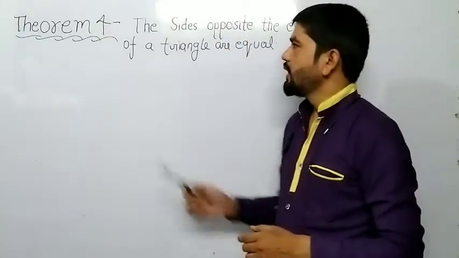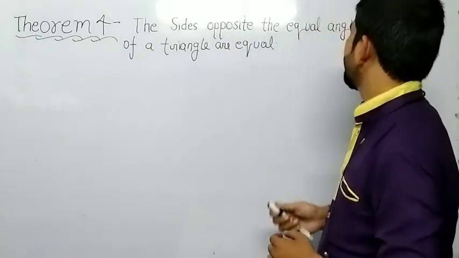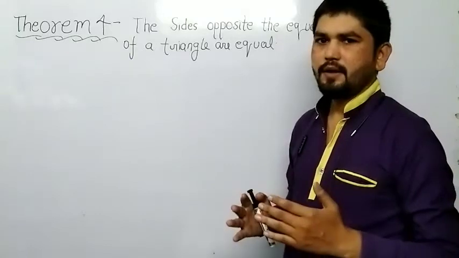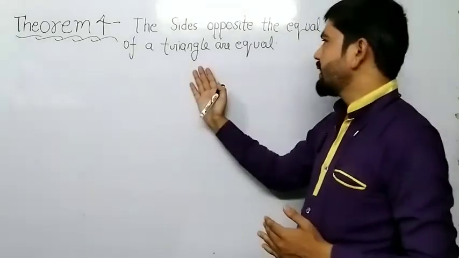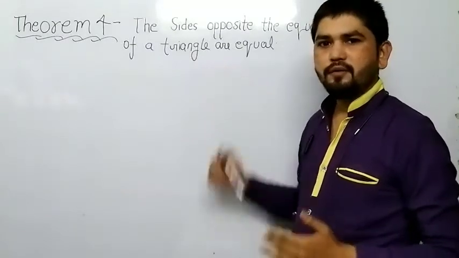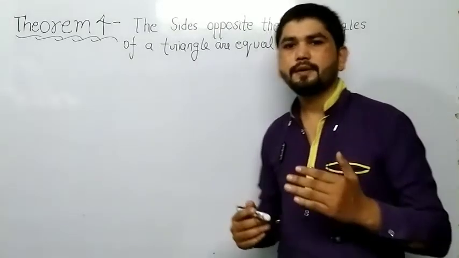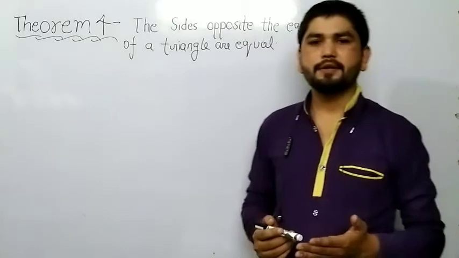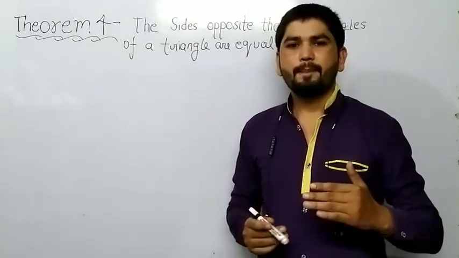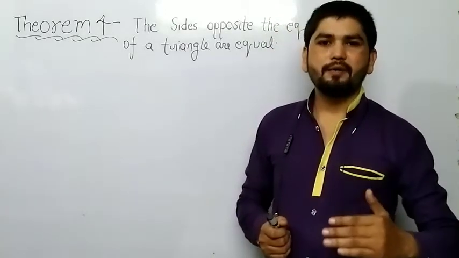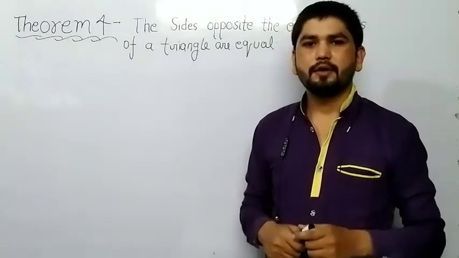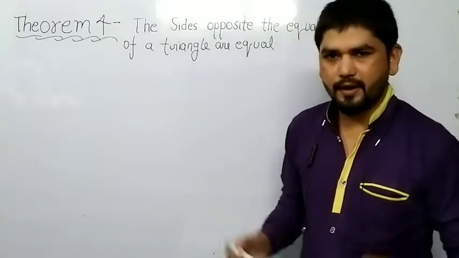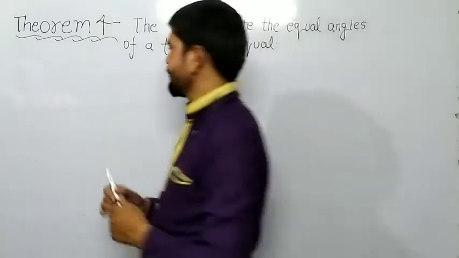You can see, the sides opposite the equal angles of a triangle are equal. So we need to prove the same thing which I told you just now, that if opposite angles are equal in a triangle, then their opposite sides will also be equal. So first we need to draw the figure. Okay guys, so let's draw.